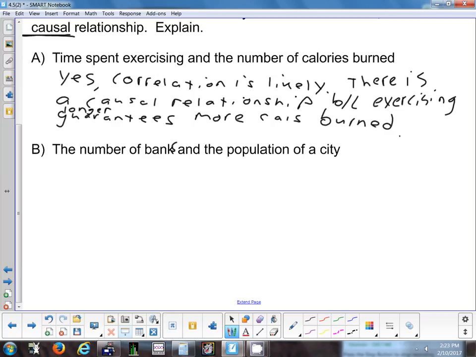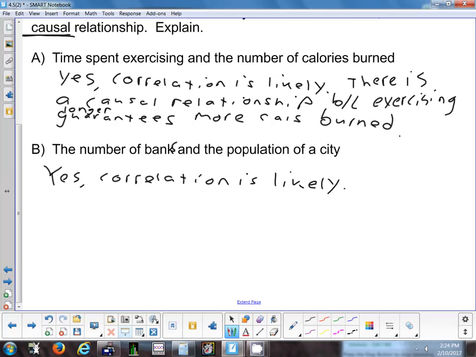I bet there would be a trend if you made a scatter plot. Bigger cities probably have more banks. So let's put yes. Again, a correlation is likely. So guys, when you have a correlation, that first sentence that Mr. Hager writes, use that every time. That's the sentence you're going to use.